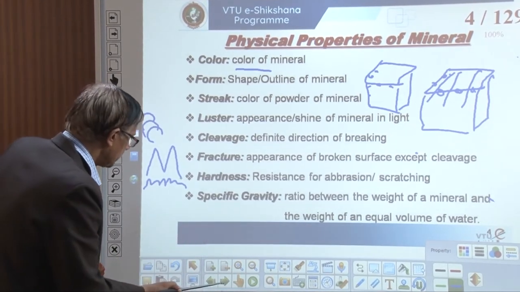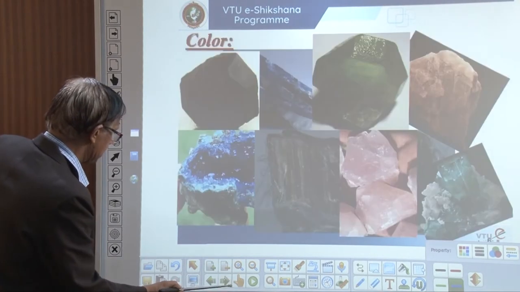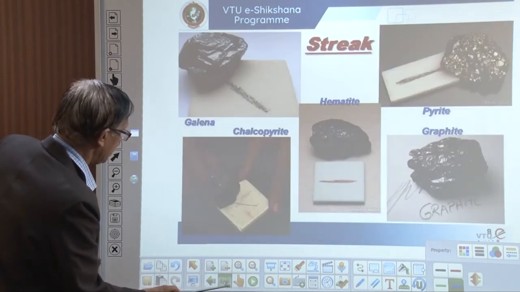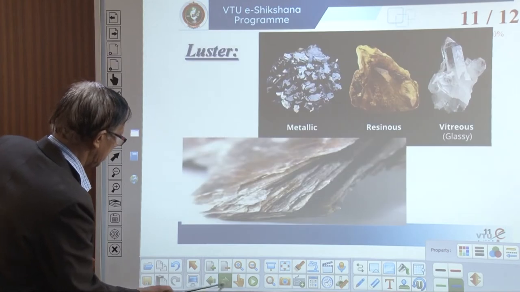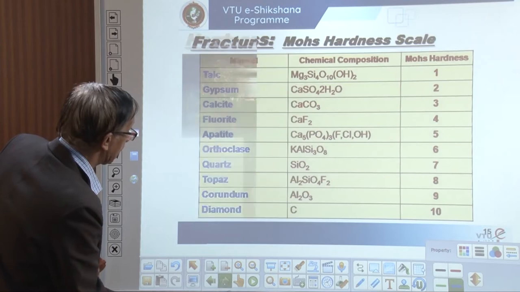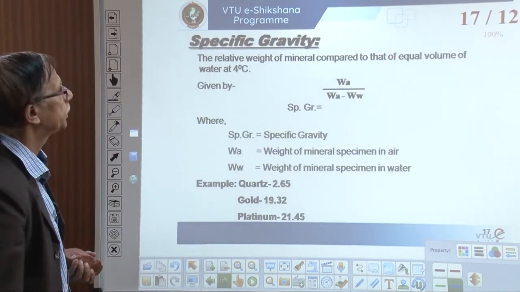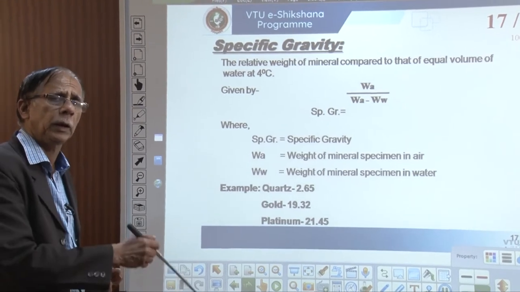Now, specific gravity. Yes, what is the specific gravity? I come back, don't worry friends.